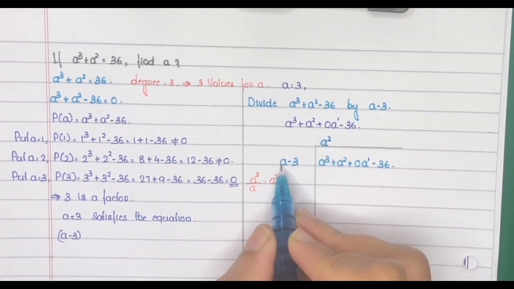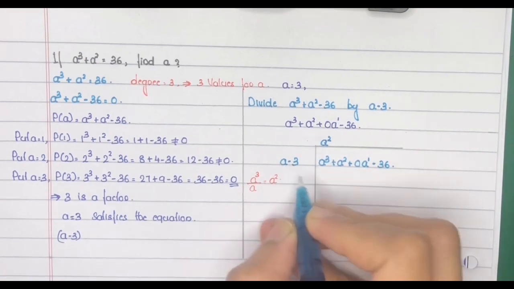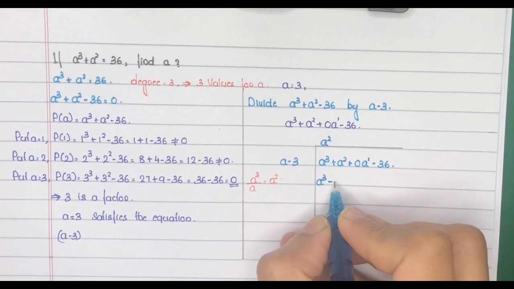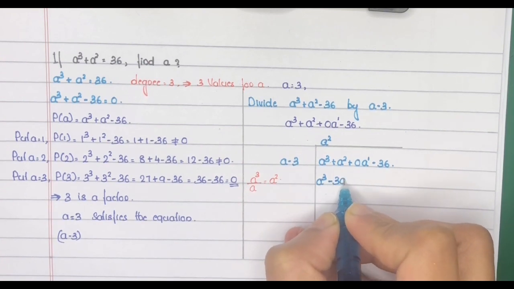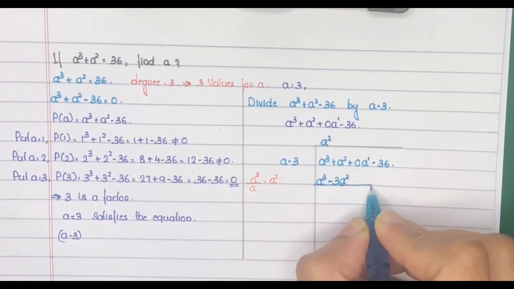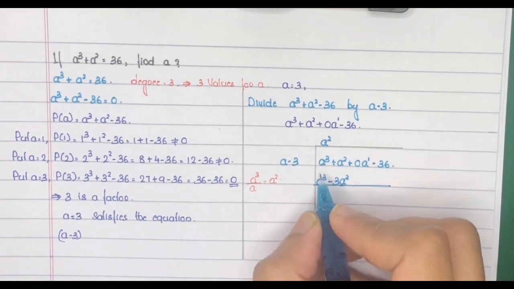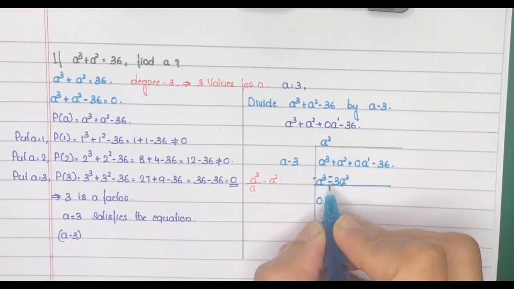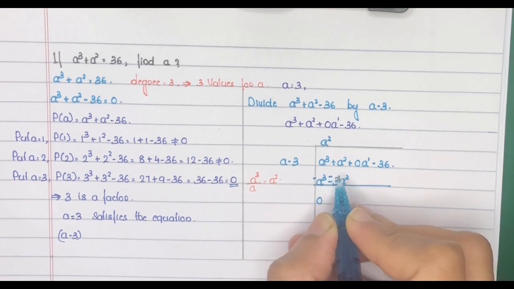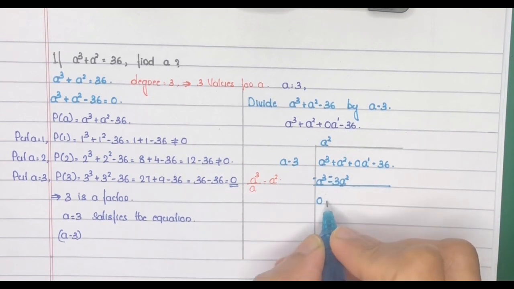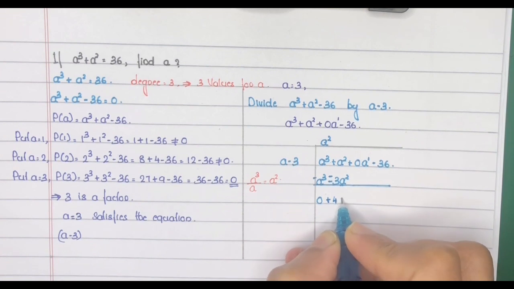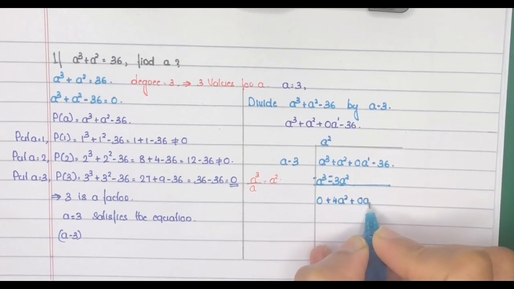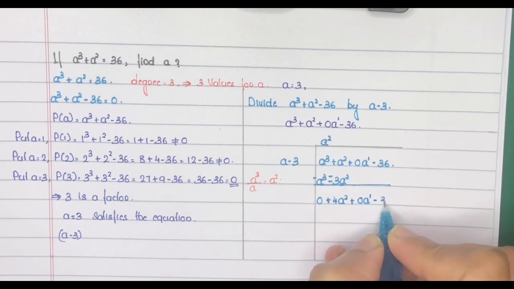Next a square into a minus 3. a square into a is a cube. a square into minus 3 is minus 3a square. Subtract: a cube minus a cube is 0, plus a square minus into minus 3a square, a square plus 3a square is 4a square, plus 0 a raised to 1 minus 36.